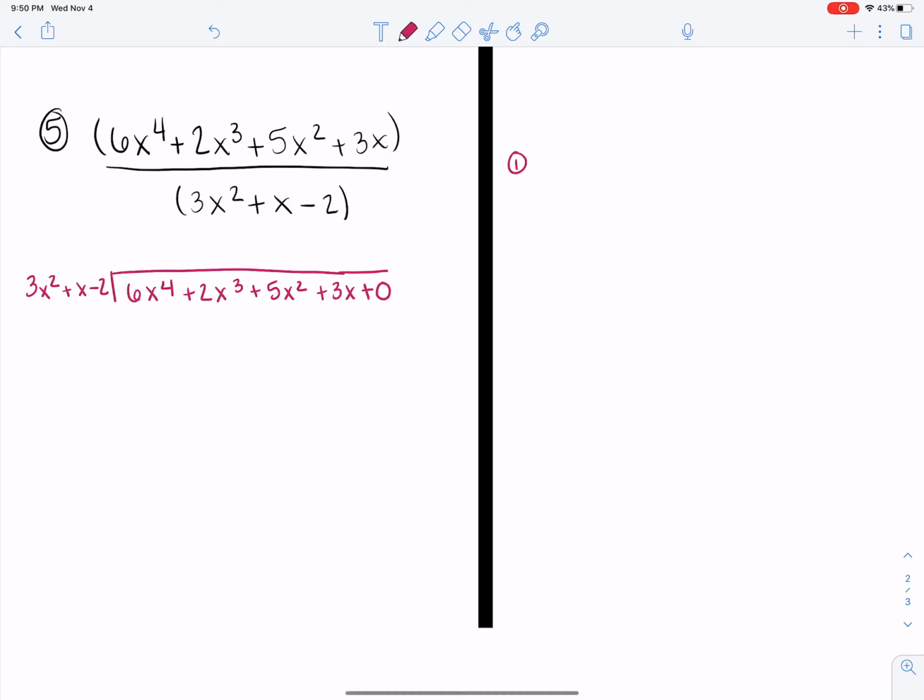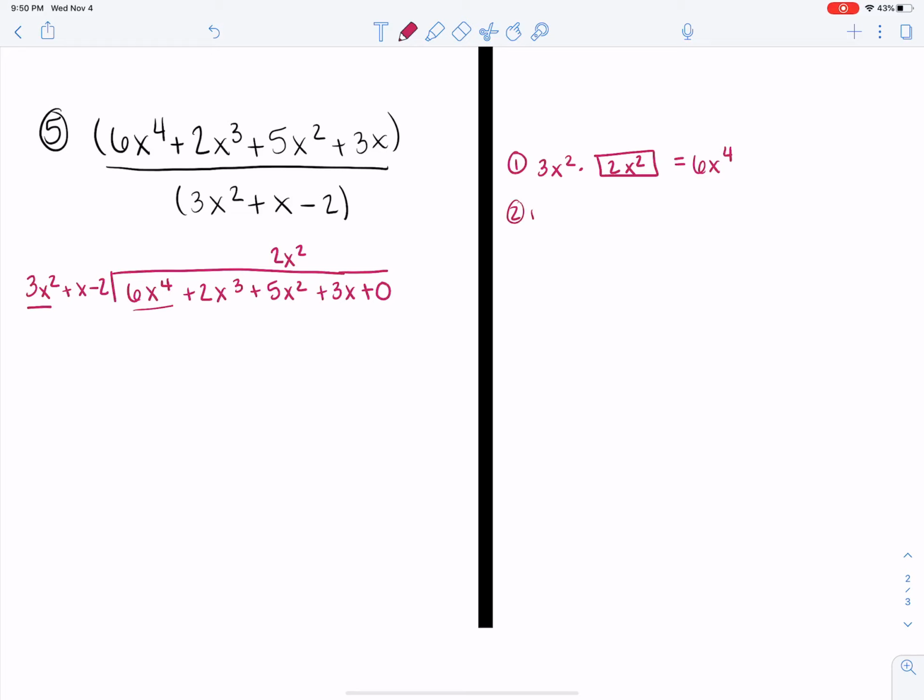Step 1, ask yourself the question. My first term here is 3x squared. So I'm going to ask myself, 3x squared times what is going to give me the first term inside, 6x to the 4th power. I'm going to write that 4 a little smaller because it doesn't really look like a power. Okay. 3 times what is 6? 3 times 2 is 6. x squared, and what would give me x^4? Well, 2 more would give me x^4. So I'm going to multiply 2x squared. So it's going to go above the x squared.